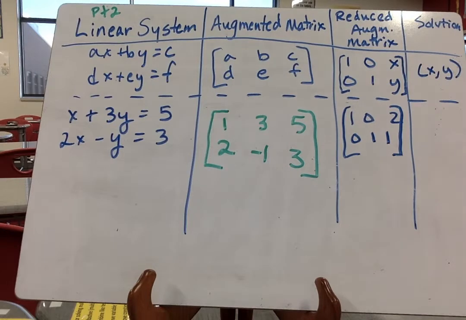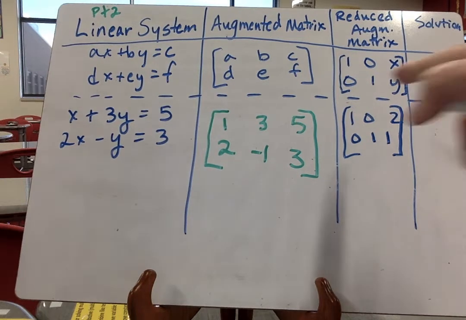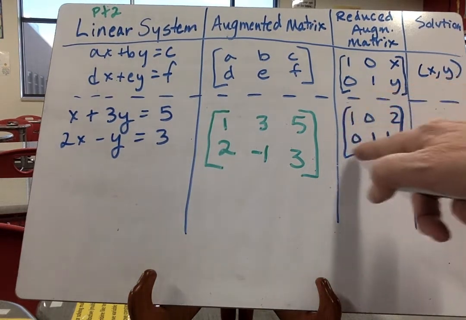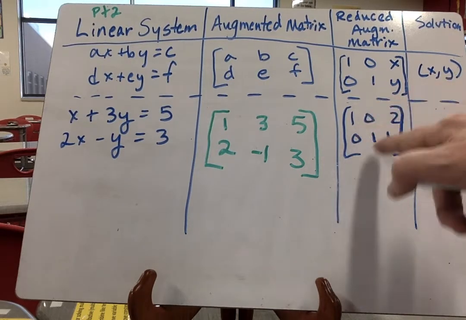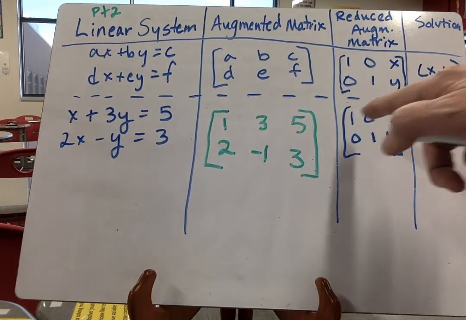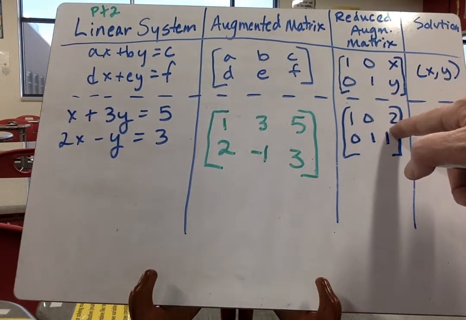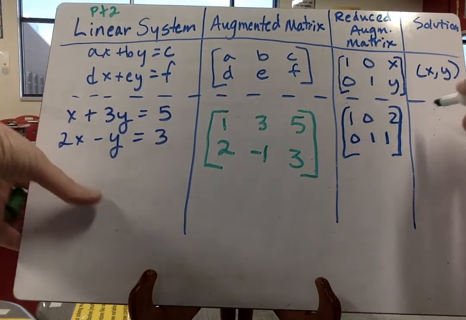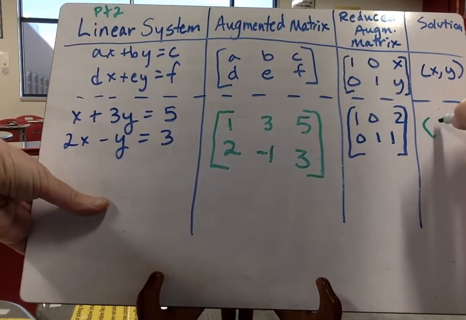So next, we look at our reduced augmented matrix, making sure this is 1, 0, and this is 0, 1. If we have 1, 0, and 0, 1, that is called the identity matrix, and we'll go over that a little more next time. So if you have 1, 0, and a 2, we know that x equals 2. So I'm going to put that over here.